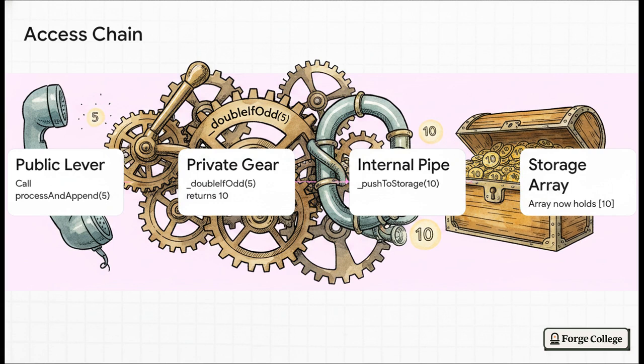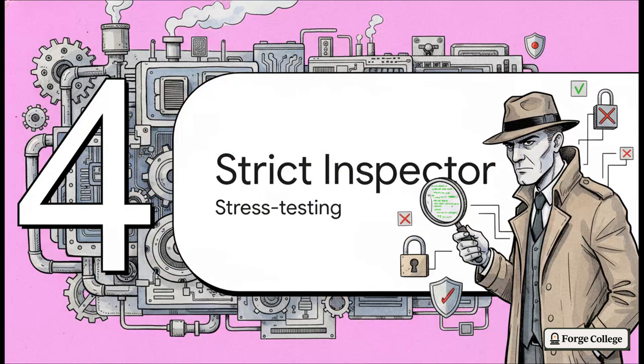The whole shebang. This is exactly how you want to design your contracts. Public entry points routing securely through private logic, culminating in carefully controlled internal state mutations. Section 4. The strict compiler inspector.